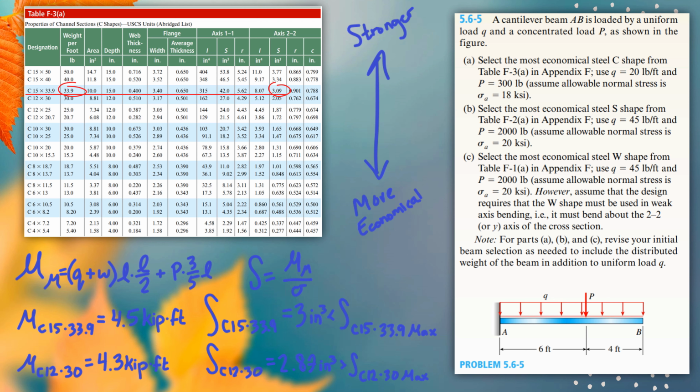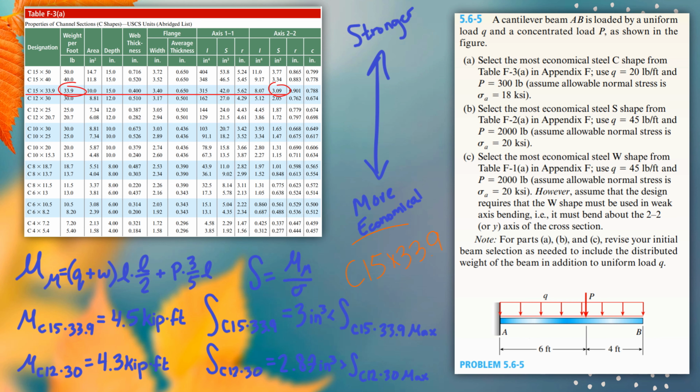So this isn't maybe the most intuitive thing, because nothing in the problem statement suggests this, but for part A, you're going to use the S for axis 2, 2. Part B, you're going to use the S for axis 1, 1. And then part C, you're going to use the S from axis 2, 2 as well.